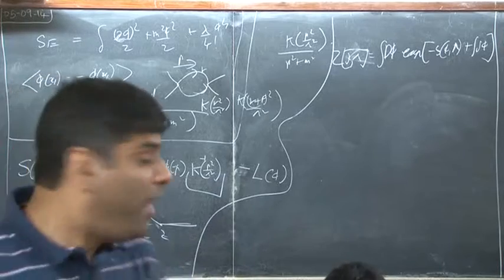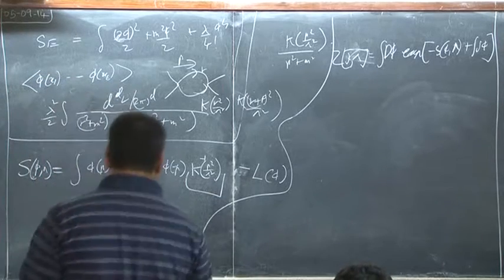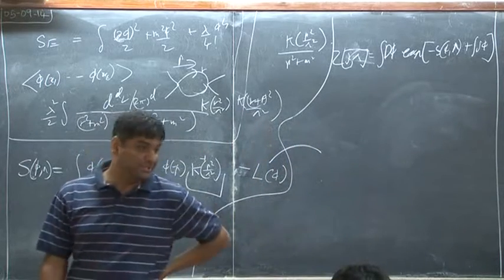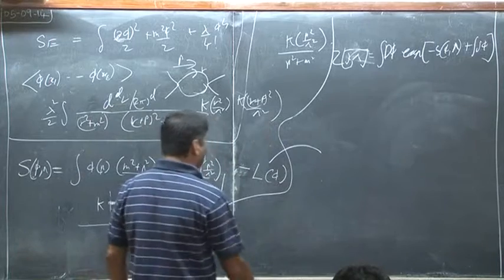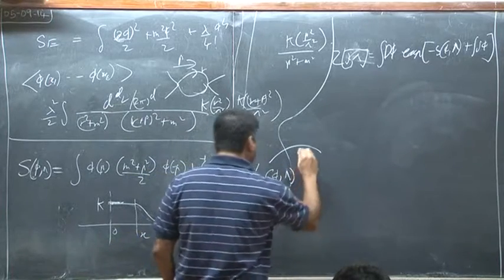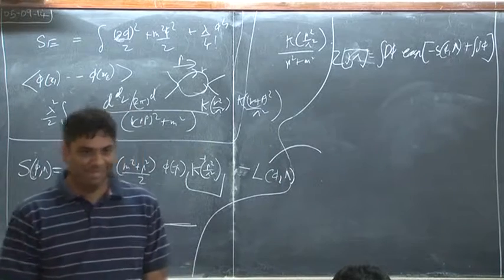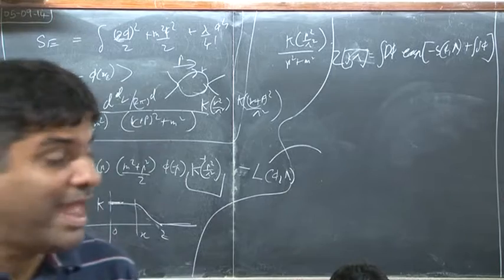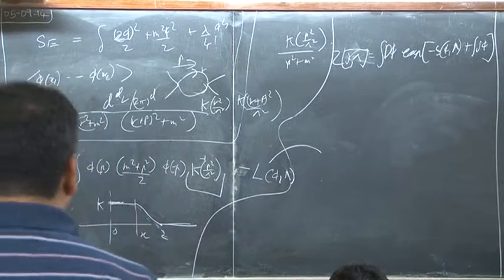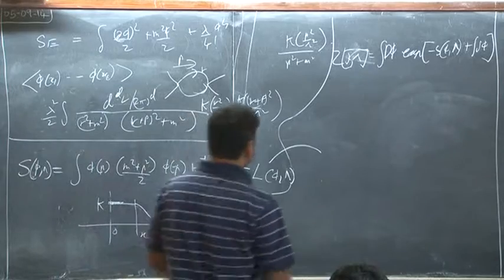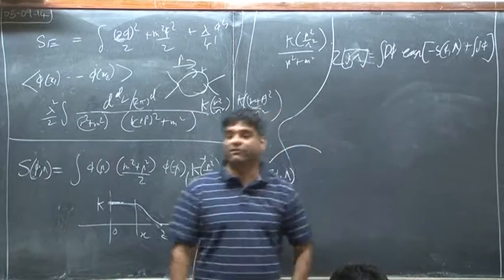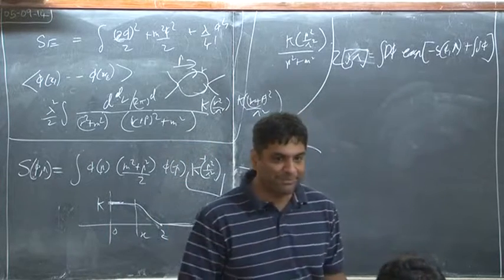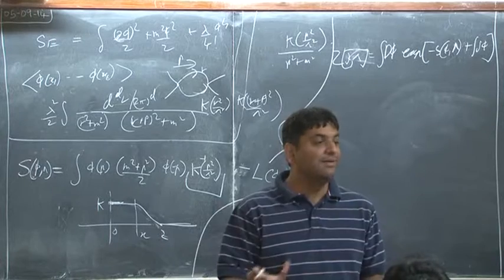Okay. But now, we're going to ask the following question due to Wilson. Kenneth Wilson asked the following question. Suppose I do the following thing. I take the rest of the Lagrangian and also make it a function of lambda in such a way that this partition function is independent of lambda. Is that possible to do? And if it is possible to do, how exactly is it?